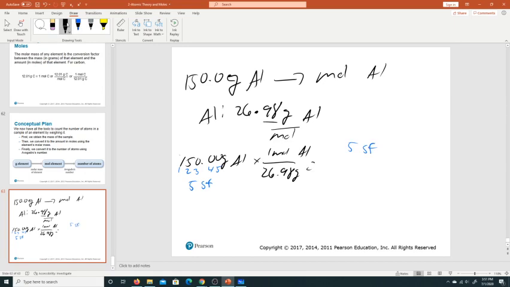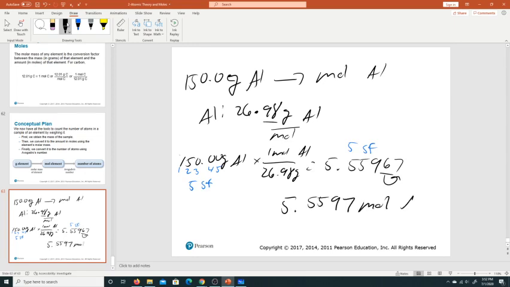So we have 5.55, that's 3 sig figs. 9, that's 4 sig figs. 6, 7, that's too many, but so it's 1, 2, 3, 4, 5, that's 6 sig figs. Number 6 shows the fifth one. Look to your right. That number's 5 or larger, so we get 5.5597 moles of aluminum. This is how we're always going to show our work.